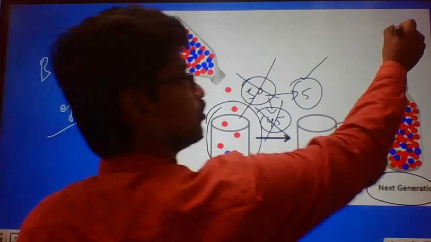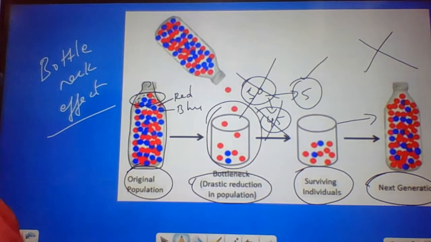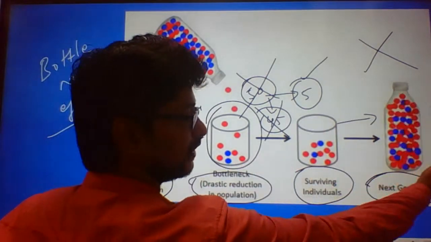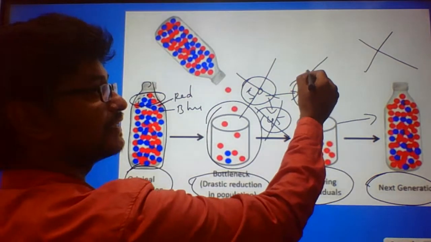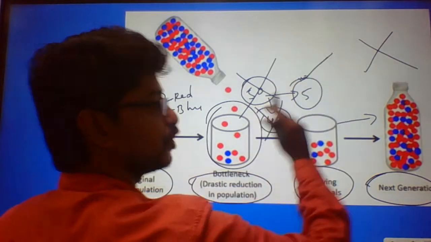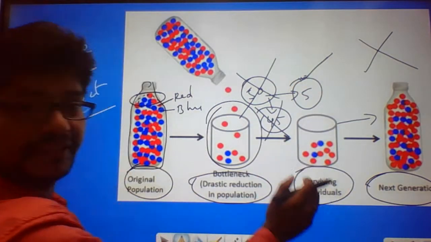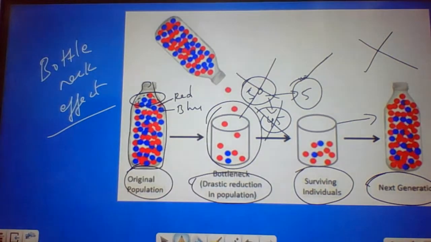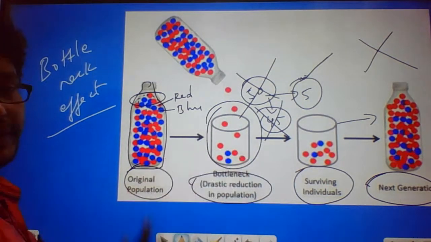Then there's no chance of the next generation, where the organism will go extinct right here. The organisms can go to the next generation only if they have this adaptive ability, so that they can survive even in the worst, unfavorable conditions. Okay, so this is called the bottleneck effect.